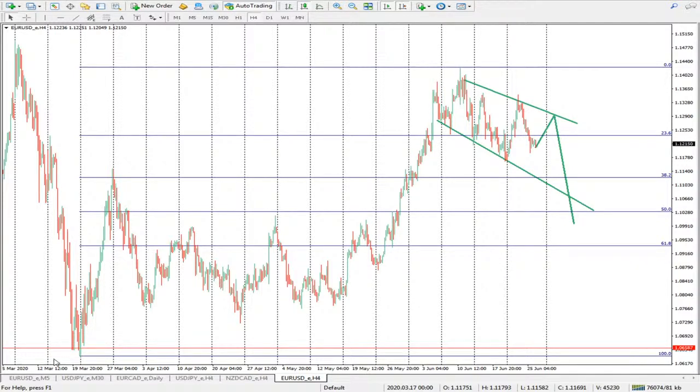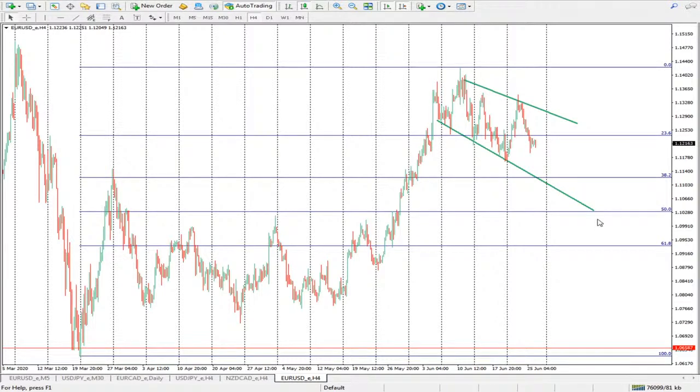So as you can see, if you take this as the swing low and this point as the swing high, you can see that after the break below the 23.6% fib level, we actually expect it to go down up to 38.2%, where it may extend much lower up to around the 50.0% fib level. So as it is now, simply wait for price to do that.